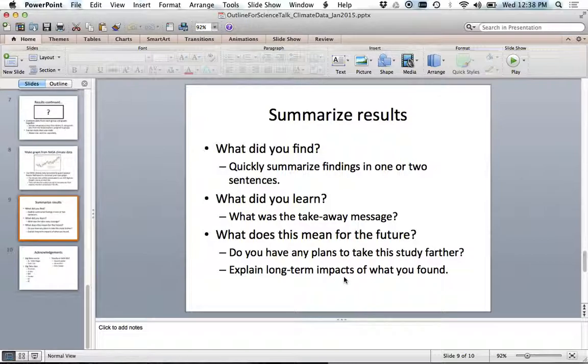And then you can talk about, do you have any plans to take this study farther? Were you going to look at any other cities? We're going on to another section, so you don't really have to think about this. But for most scientific talks, it's pretty good to do. And explain long-term impacts of what you found.